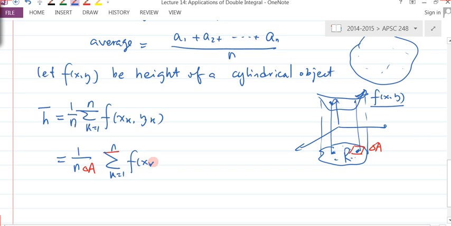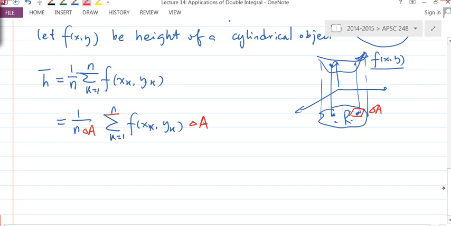So what does that mean? That means I need to get rid of this delta A here. Okay, so that's the operation. So we have 1 over n times delta A, multiplied by this chunk here.